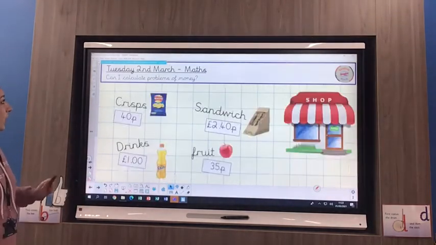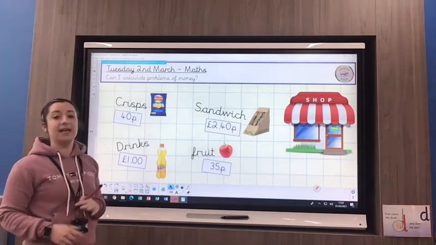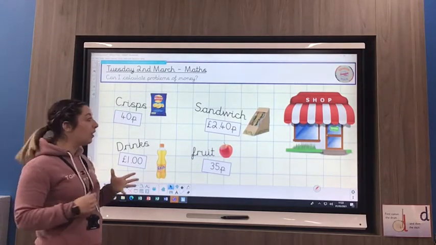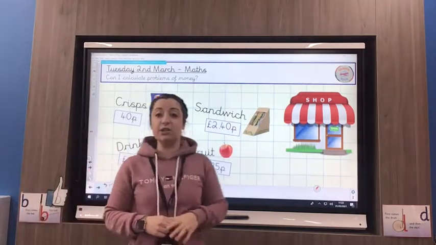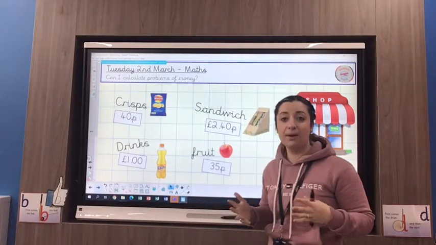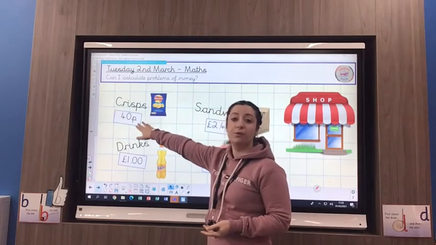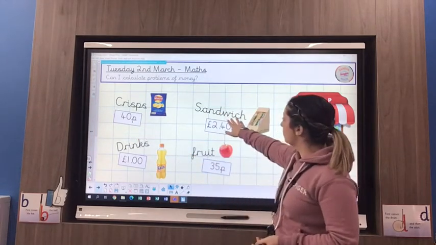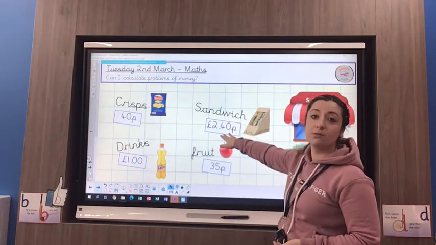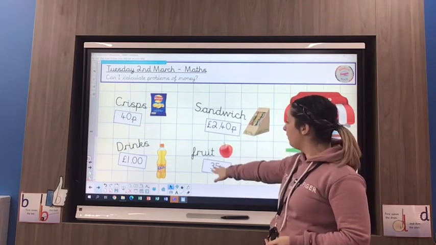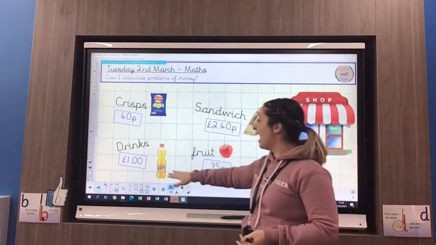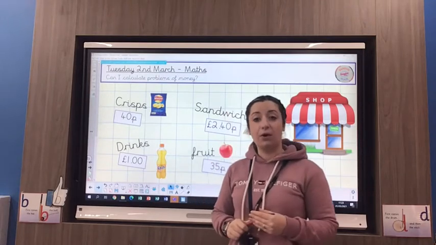Okay, so today we are going to be continuing to calculate problems of money, and what I've got here is a Sandon shop. So here is my shop, and I've got items for sale. So we've got some crisps for 40p, we've got some sandwiches for £2.40 each, fruit is 35p, and if you would like a drink, that is £1.